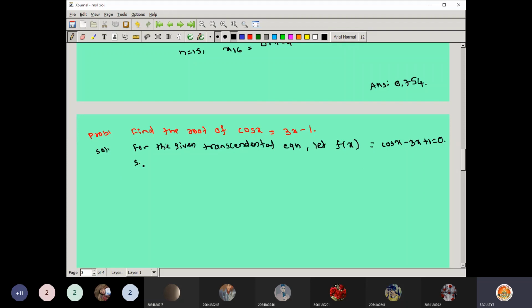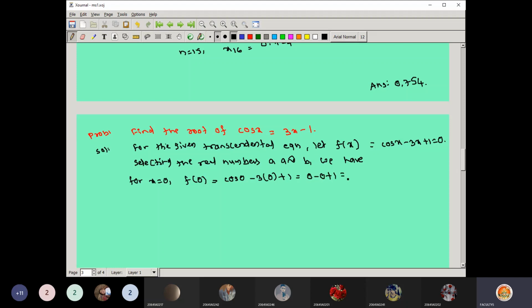Now you are selecting first the real numbers a and b. Start with x equal to 0. So f(0) is equal to cos 0 minus 3 into 0 plus 1. Cos 0 is 1, that is 1 plus 0. You are getting the answer 1, that is greater than 0.